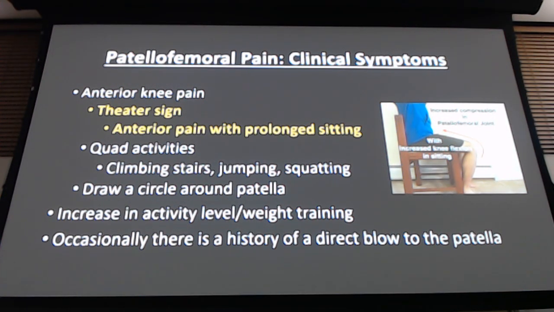Anterior knee pain. So there's that theater sign again. Does that mean it's very specific and sensitive? No, super neither. It just means that when you put tension on the extensor mechanism and it drives down into that groove that we keep describing, they have pain. Again, when you tell them to point to one area where they have their pain, they're just going to draw a circle around the entire patella. Is that fine? Sure. So that's it. It's very nondescript. So increase in activity level and weight training, that's what you're going to get.